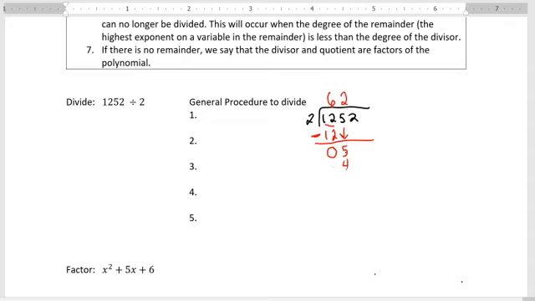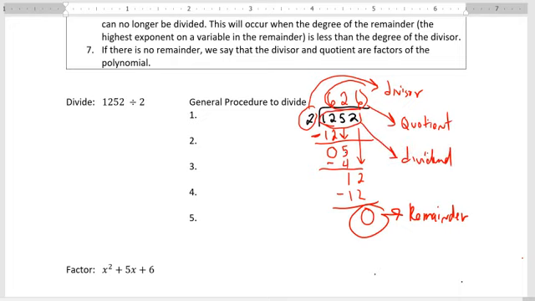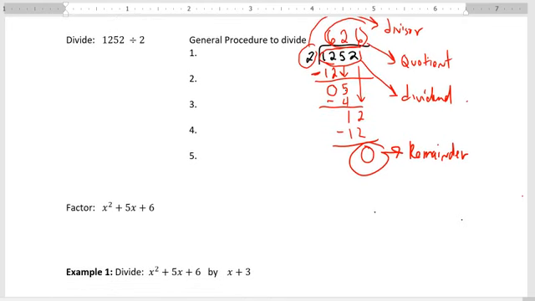So 2 times 2 is 4. And then we bring down the 1. So we get 12. 2 goes into 12 6 times. And so we get a remainder of 0. So the 0 here is our remainder. Our 2 is our divisor. The result is the quotient. And the inside is the dividend. So we're going to follow those same steps when we're dividing a polynomial by another polynomial.